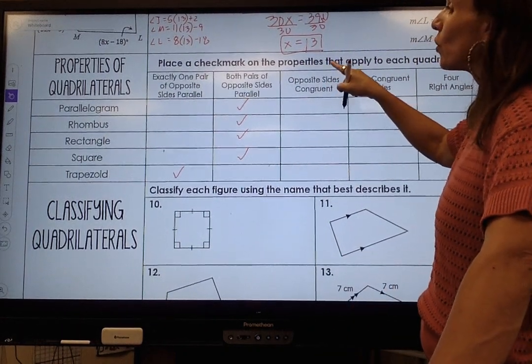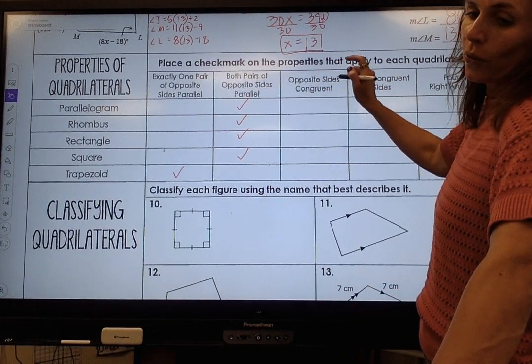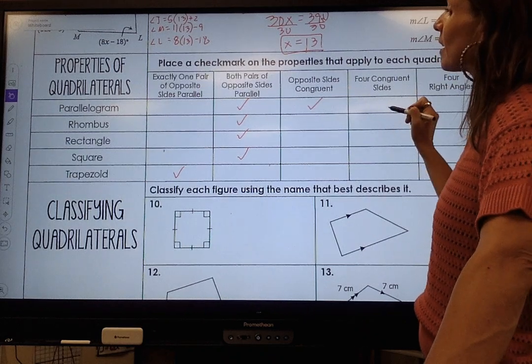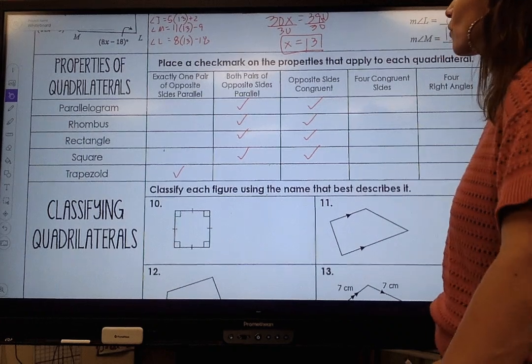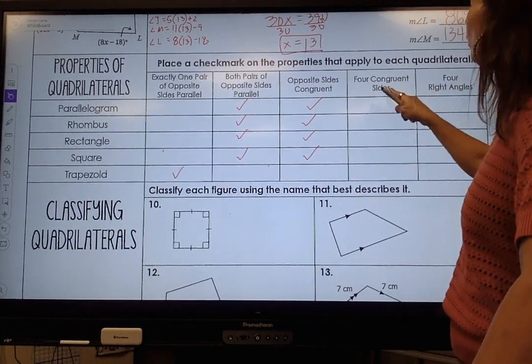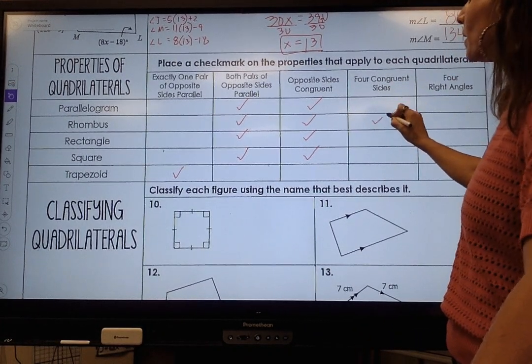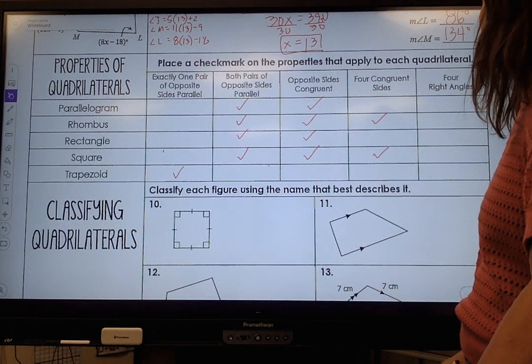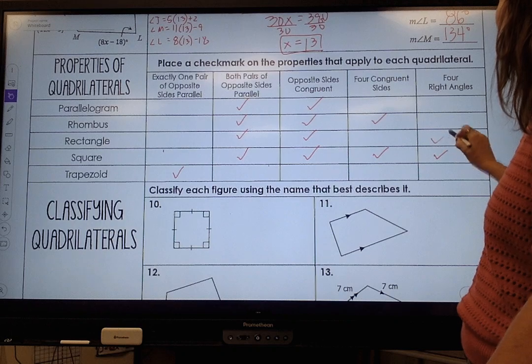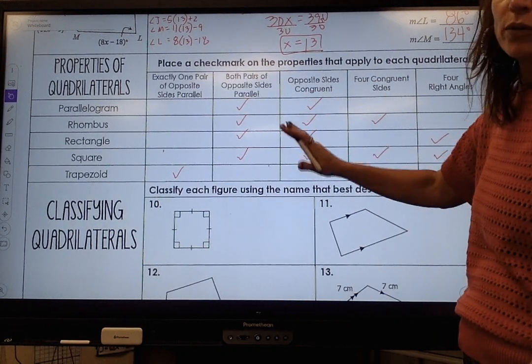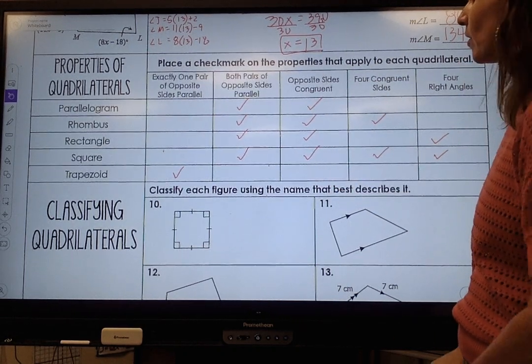Opposite sides are congruent. We know that a parallelogram, opposite sides are congruent. A rhombus, a rectangle, and a square, opposite sides are congruent. 4 congruent sides would be a rhombus and a square. And then 4 right angles would be a square and a rectangle. So hopefully you got all those checked off.